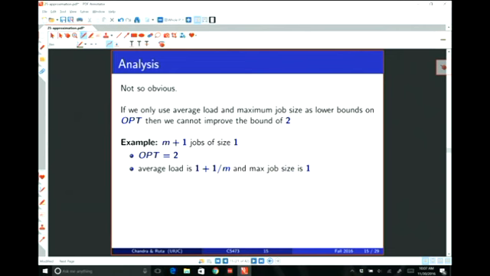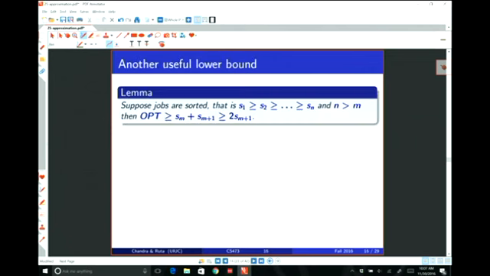All we know is the optimum is at least 1, but the real optimum is 2. So there is no way we can argue that it has to be 2 at least. So we need to think of a slightly different lower bound which will help us with this case. And that is the following simple looking lower bound. Here is a nice lower bound.